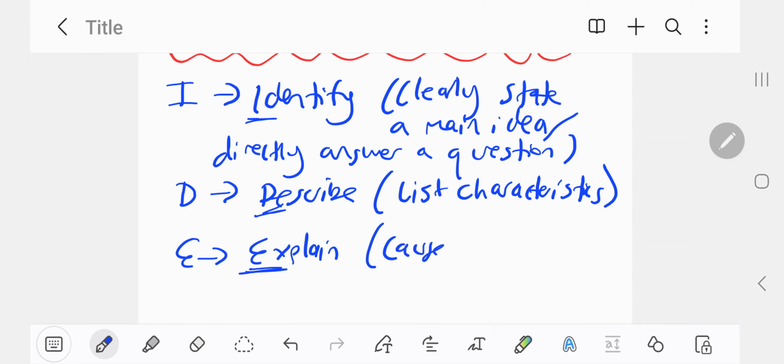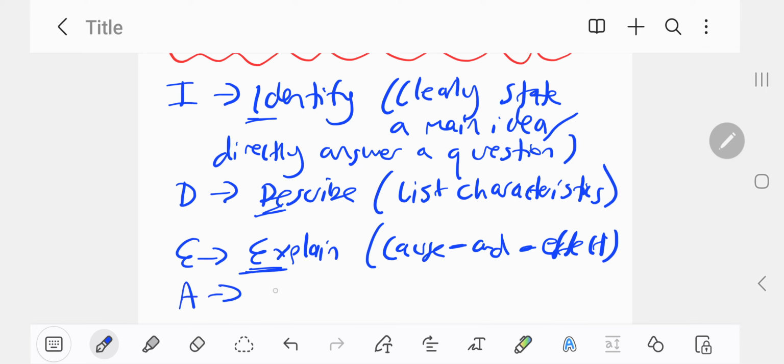E is explain. Explain is a cause and effect verb. For example, explain how convection currents move tectonic plates. You can say the cause in this case would be hot rising magma hits the bottom of the tectonic plate. That causes it to move, and the effect is the tectonic plate moves, and then the magma falls back down again into the earth, heats up again, rises, and the cycle repeats.